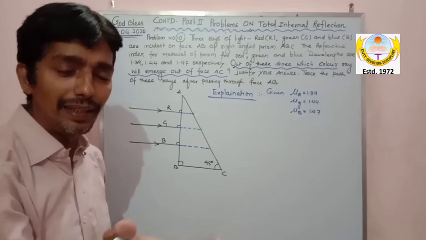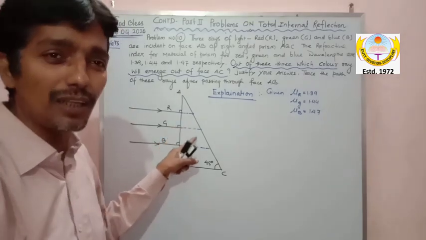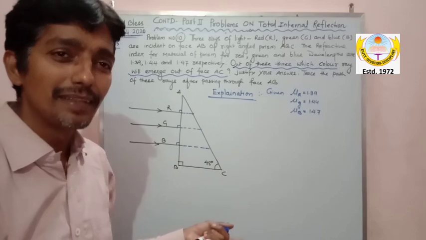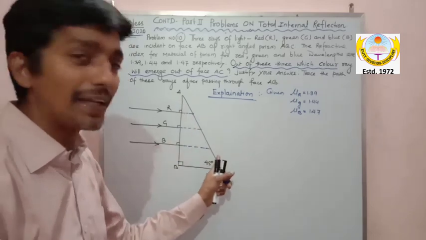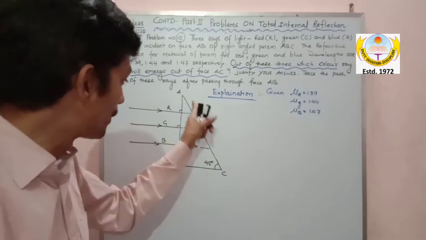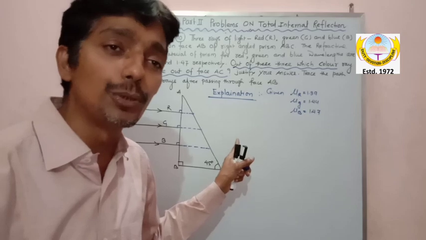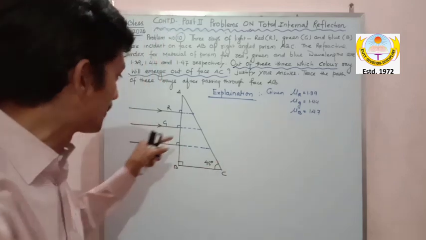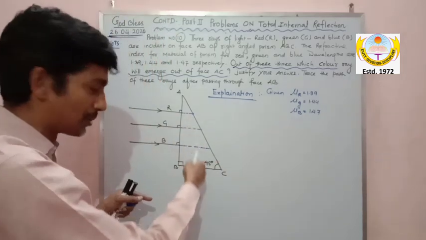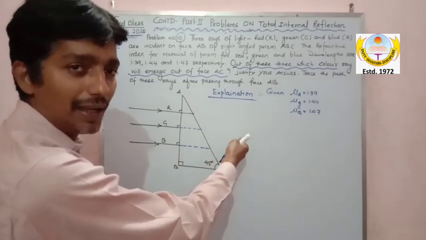My dear, this can be asked indirectly, inversely: which ray does not come out of AC? The ray which does not come out of AC will go in total internal reflection. The ray will not come out of AC when it goes in total internal reflection, because if the ray suffers total internal reflection, it will not emerge out of AC. I hope it is clear.